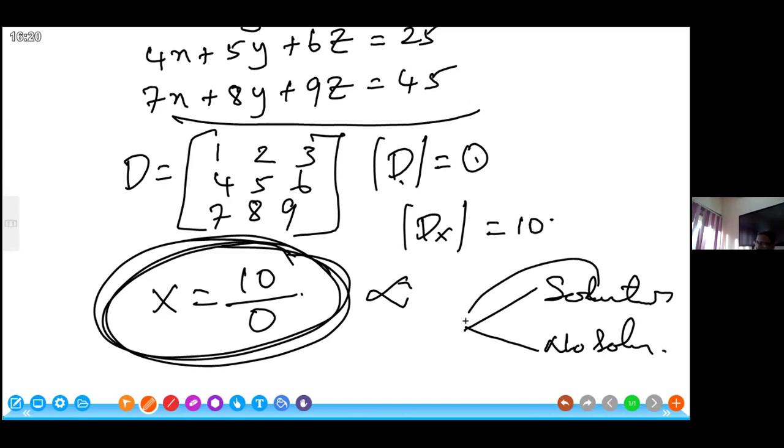In reality, there may be two outcomes. We can solve it or not solve it. Right? So this is one of the drawbacks in this Cramer's rule, because the determinant could be 0, isn't it? Right. Any questions?